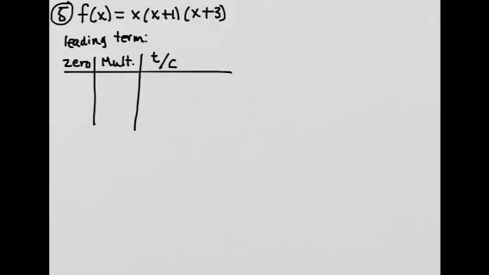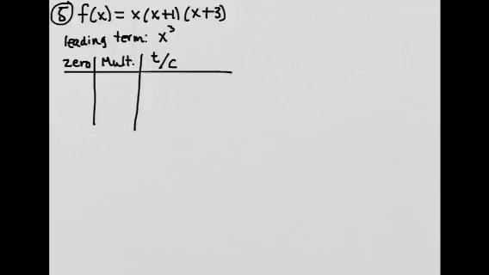Okay, for number 5, remember I told you to do some additional things, not just what it says in the book. So you're going to find the leading term so that we know the end behavior of this polynomial. So I take every x and multiply it together. So x times x times x. Notice the exponents are 1 for each of them, so that's why we're just doing x times x times x. So the leading term is going to be x cubed.